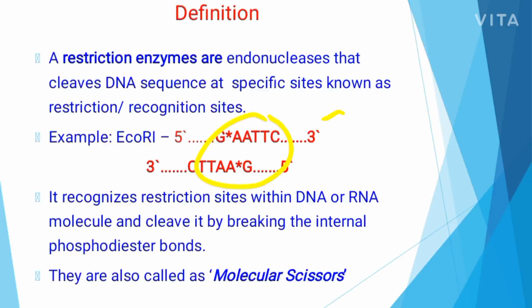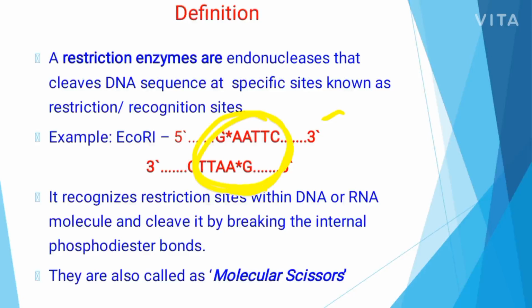For example, EcoR1 is isolated from the bacterium E. coli, and this particular EcoR1 has the ability to recognize the GAATTC sequence. This is a 6 base pair sequence. Wherever this sequence is present in the genome, it is recognized and cuts are produced in both the strands of the DNA, represented here with a star mark. Between G and A it cuts by breaking the internal phosphodiester bond in the upper strand as well as the lower strand. In this manner you will get two fragments.